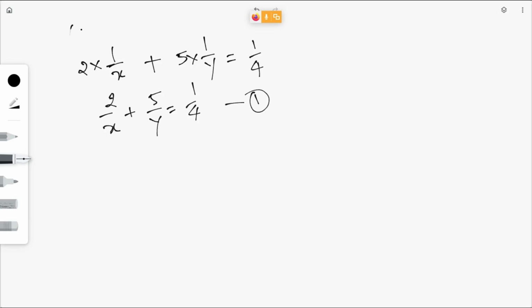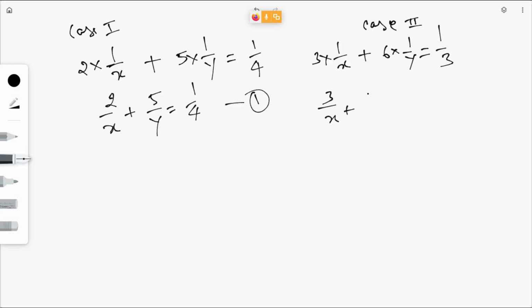Similarly, this is for case 1. What about case 2? What will it be for case 2? 3 women, that is 3 into 1 by x, plus what? 6 into 1 by y is equal to 1 by 3. So here it is 3 by x plus 6 by y is equal to 1 by 3. Okay, so these are the two equations.